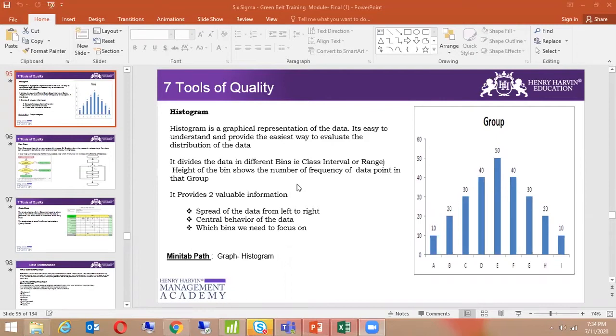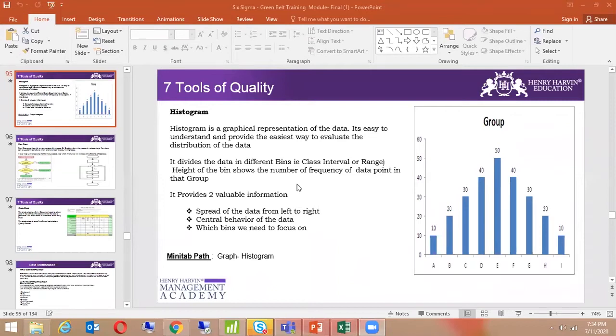We are going to talk about one of the 7 quality tools, the histogram, today. Let's understand what a histogram is. It is more like a column chart or a bar graph that you must have seen already. The representation remains more or less the same; however, the difference lies in the interpretation.